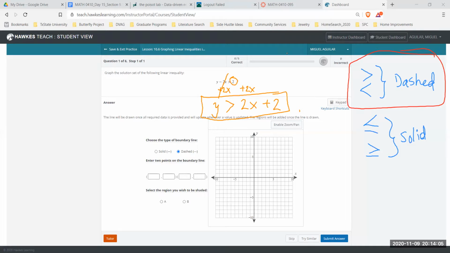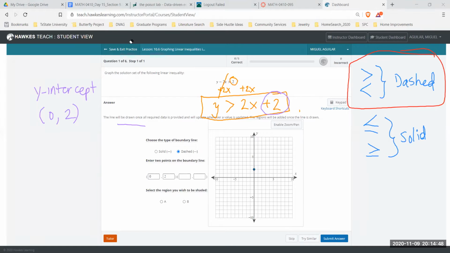Well, since this is in slope-intercept form, this tells me that my y-intercept is at (0, 2). So I need to plot this point here, (0, 2), or I can just go ahead and type it in because they've given me the little boxes for it. So the first point is (0, 2). I think that once you type that in, Hawks goes ahead and plots it. So let me erase this little dot. Yeah, I typed in (0, 2), and it put a little dot there.